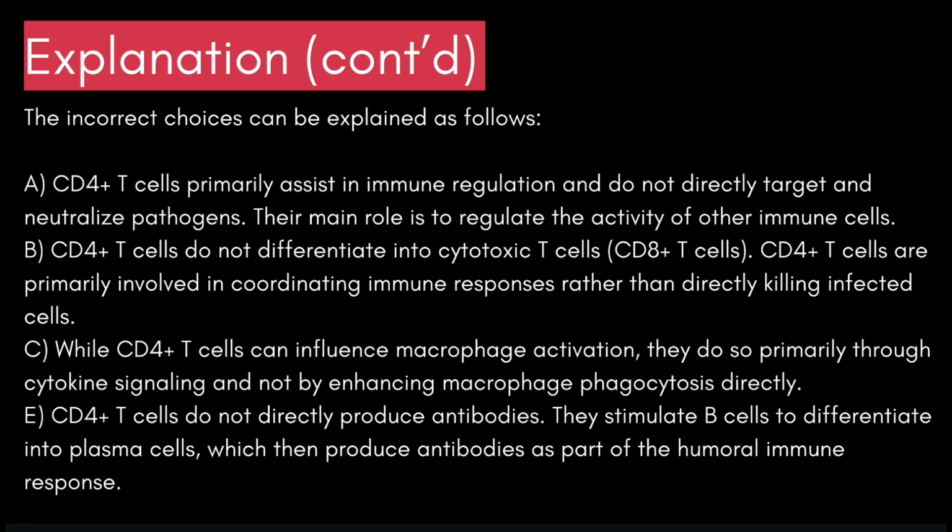While CD4 plus T cells can influence macrophage activation, they do so primarily through cytokine signaling and not by enhancing macrophage phagocytosis directly. CD4 plus T cells do not directly produce antibodies. They stimulate B cells to differentiate into plasma cells, which then produce antibodies as part of the humoral immune response.